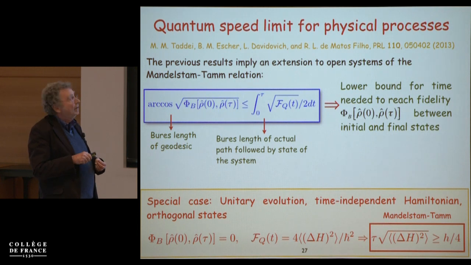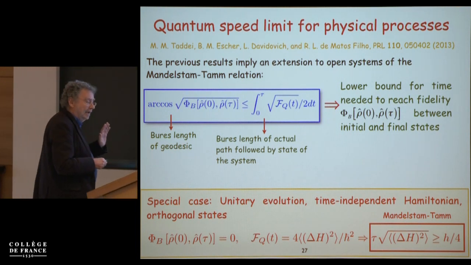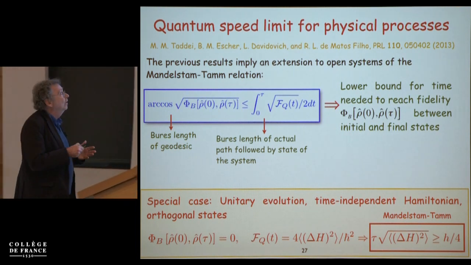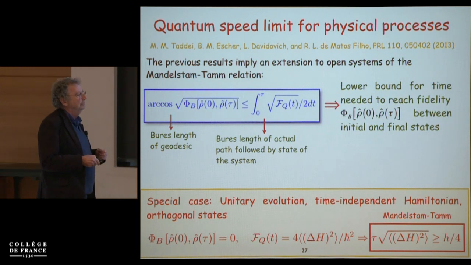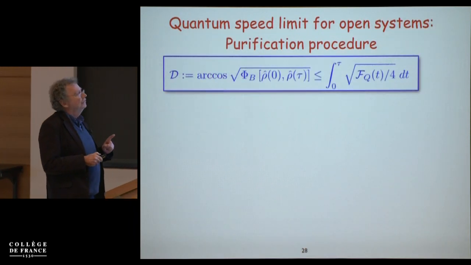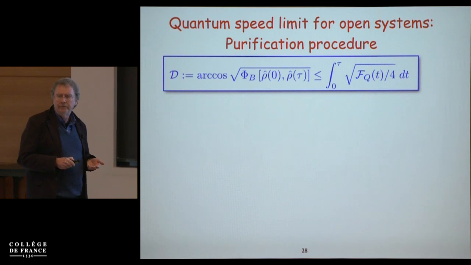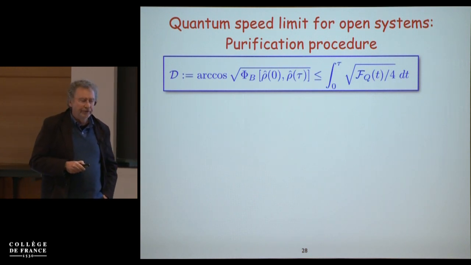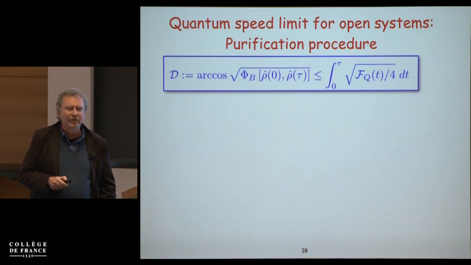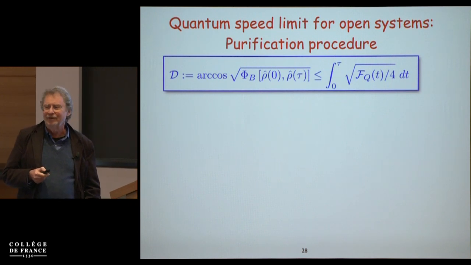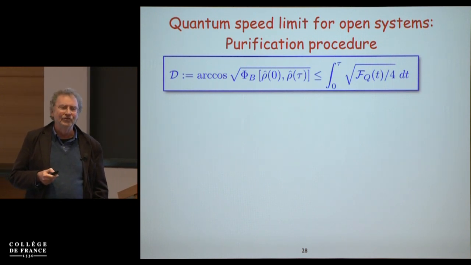Which is just a special case of this general expression here, okay? So we may be happy from the conceptual point of view that we now have an extension of the Mandelstam-Tam relation, but there are some problems in actually calculating this. And maybe you should be familiar with these problems. We now have to calculate the quantum Fisher information for an open system. And in general, that's not easy at all.